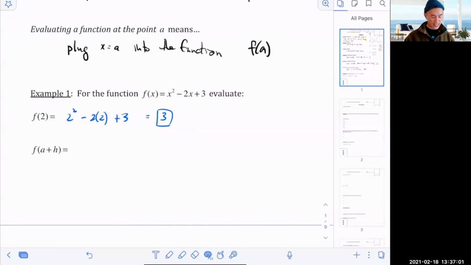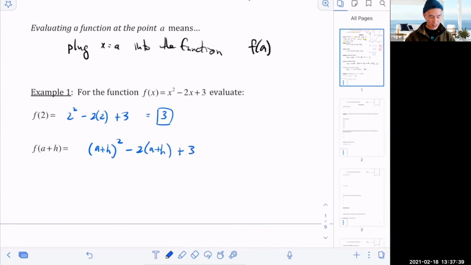So if you look at this next one right here, students in general have no problems plugging in actual numbers, but somehow when you have to plug in variables, this makes students a little bit uncomfortable. Just think of these variables as a number. So it's the same thing as what we had before. Anytime you see an X, you just plug in A plus H. So in this particular case, it's going to look like A plus H squared minus 2 times A plus H plus 3. Okay.